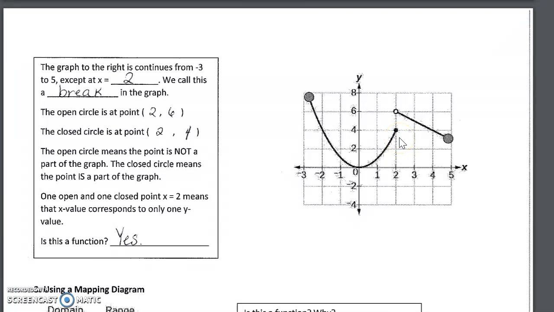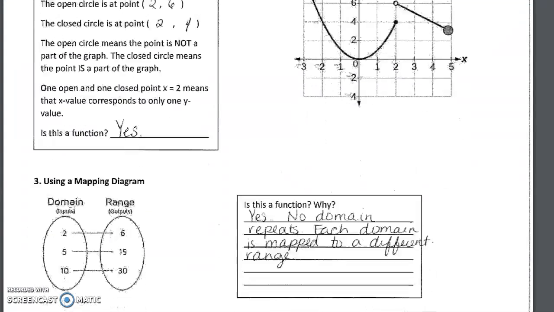I think you're going to see some of these on your homework, so make sure you're looking very carefully at the details of whether or not you have open or closed circles. All right, keep going down in your notes. We're going to talk about mapping.